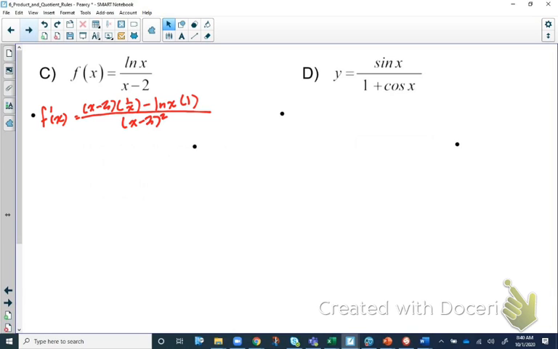Now in the numerator, we can see that the first two things on the left side of the numerator we can write as x minus 2 over x minus the natural log of x, because multiplying by positive 1 is not going to change anything. And overall, it's going to give us x minus 2 squared.